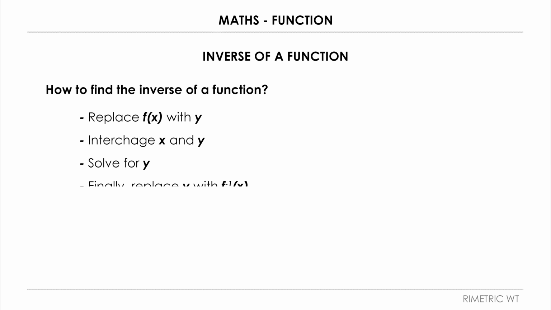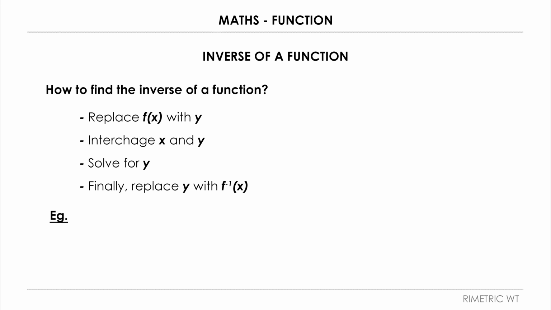Finally, we replace y with f inverse of x to finalize the notation and obtain the inverse function. So, in short, the 4 steps are: 1. Replace f of x with y. 2. Interchange x and y. 3. Solve for y. 4. Replace y with f inverse of x. And that gives us the inverse function.